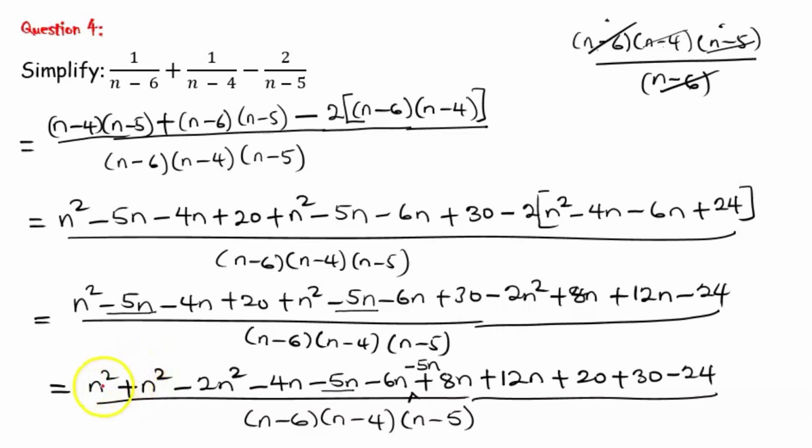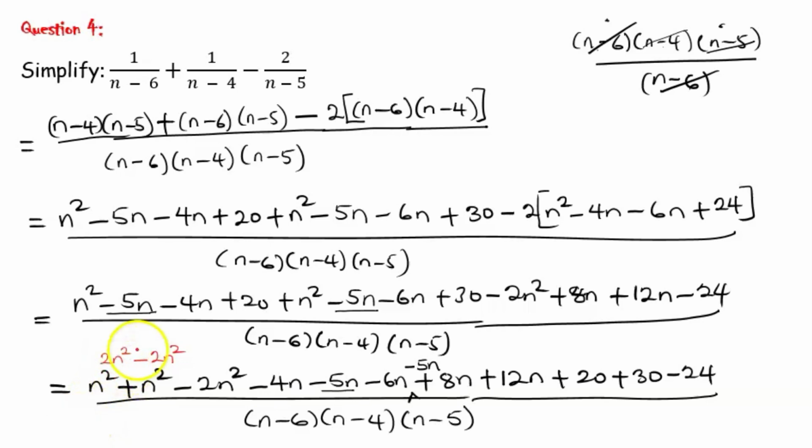Now this is n square plus n square. Of course, that's going to give us 2n square. Then we have, excuse me, minus 2n square. Okay, that means we've taken care of that. Of course, this is going to give us 0. 2n square minus 2n square, that's 0.